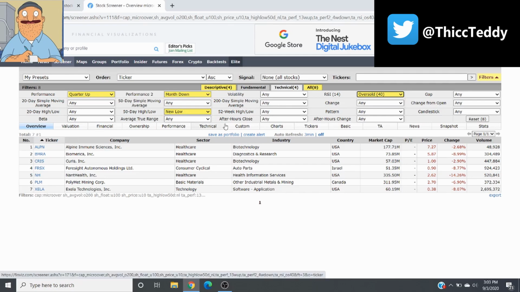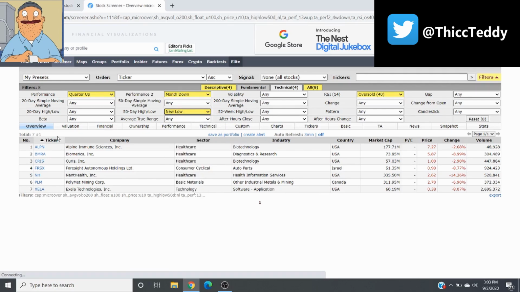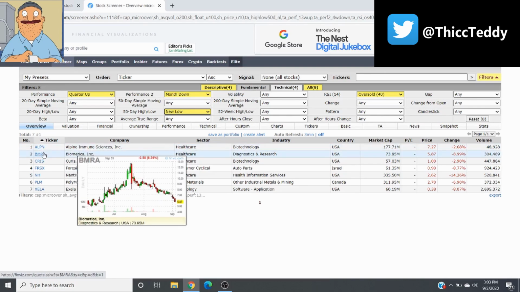And what we're getting here is we have 7 tickers. If you want more tickers to go through for this, you just need to take off this 50-day new low, and then you'll get more. I can show you that in a second. But these are some good names that I like right now.